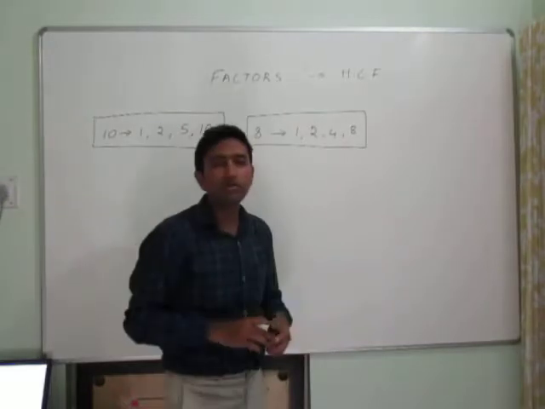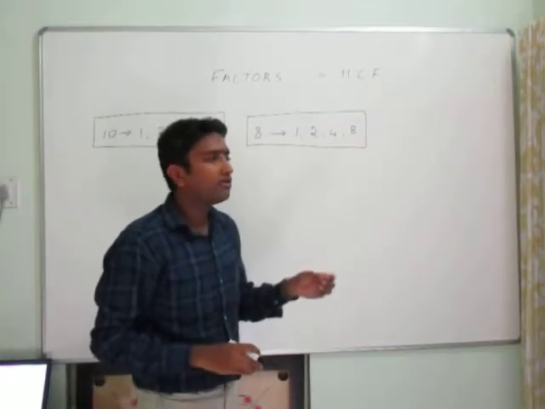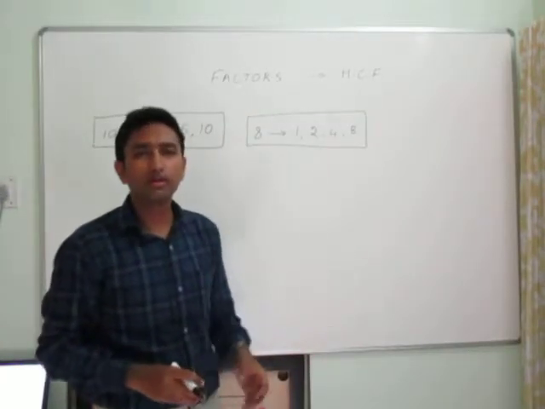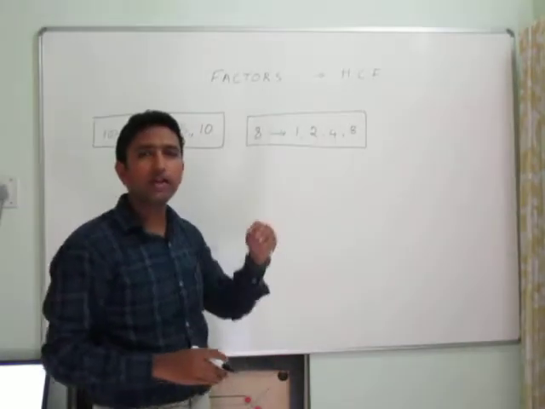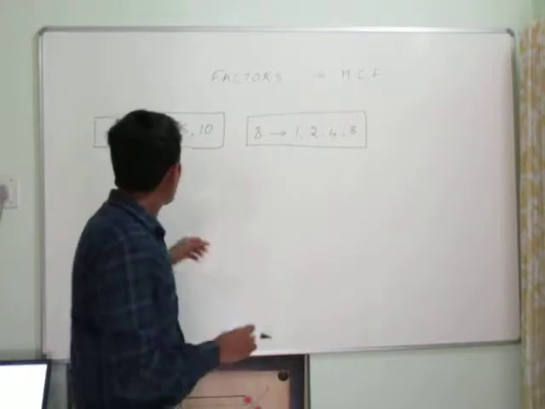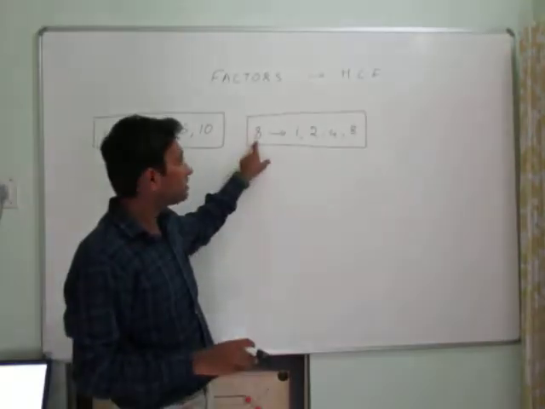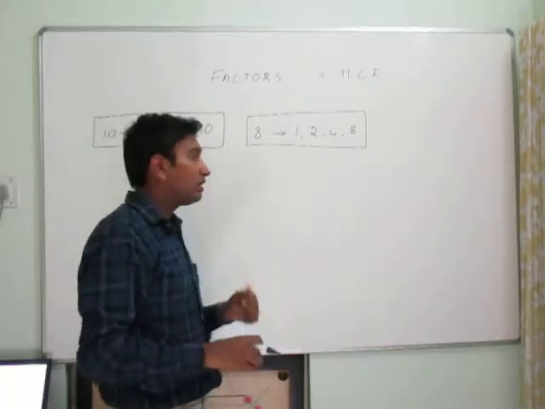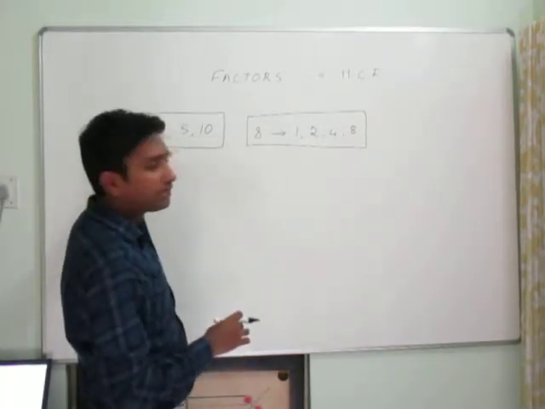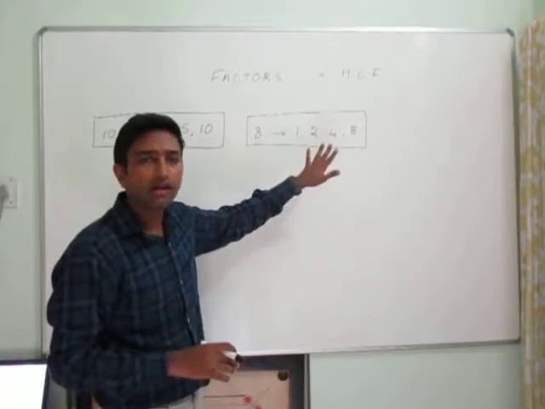So in the examination you might be asked these questions. Find the factors of 21. Find the factors of 10. Find the factors of 8. Find the factors of 15. So if you're asked find the factors of 8, what will be your answer? This will be your answer, that's all. Now here you have factors of 10 and factors of 8.